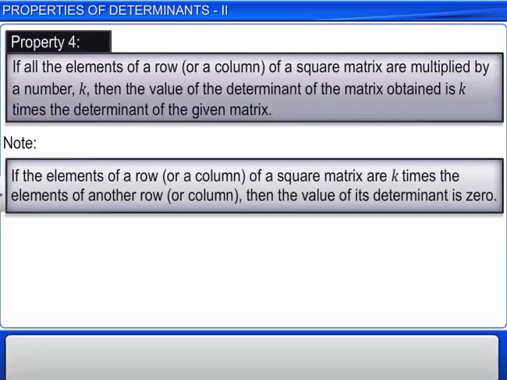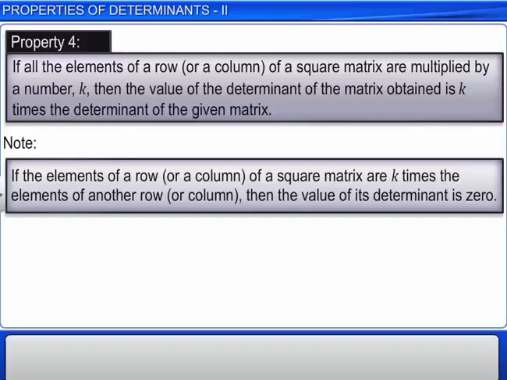The first is that if the elements of a row or a column of a square matrix are k times the elements of another row or column, that is, if two rows or columns of a determinant are proportional, then the value of its determinant is 0. Let's verify this result with an example.